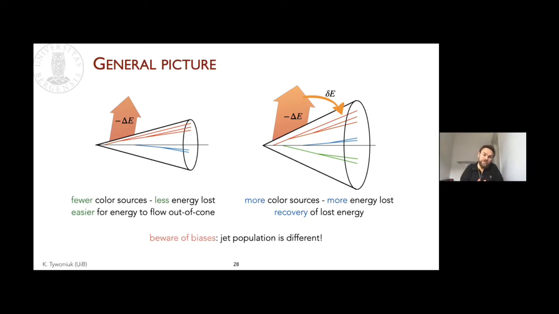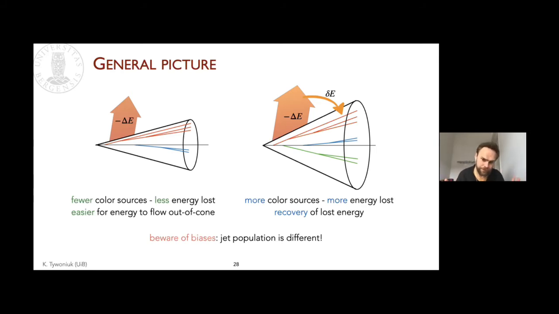However, that's when you have a small cone size, right? You have fewer color sources because the jet basically doesn't have a large phase space to fragment, and so you have less energy lost. But then again, you have a smaller collection radius, and so it's easier for the energy to actually flow out of the cone, right? Because the jet is small, it's easier. The parton emits a gluon, and this gluon is easily transported out of the cone.